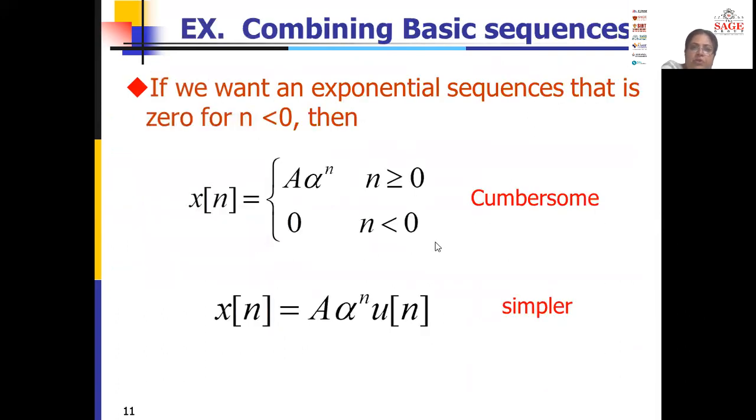Now if we want an exponential sequence that starts from 0 for n less than 0, then we will write x[n] equals A alpha to the power of n for n greater than or equal to 0. Otherwise, its value is 0 for n less than 0. We can also write it in a simpler way, since we want this exponential pulse only on the right-hand side, so we can multiply with the unit step function. So the function will be simply written like this.